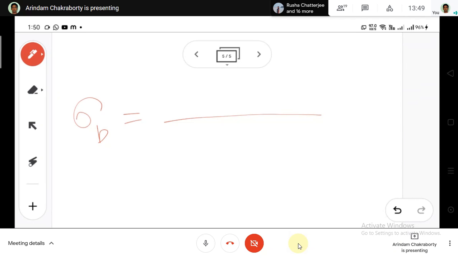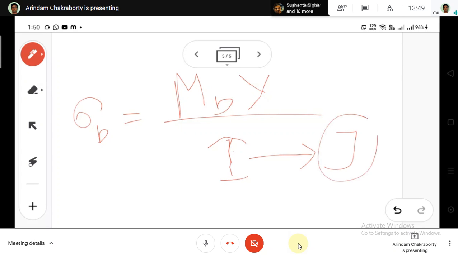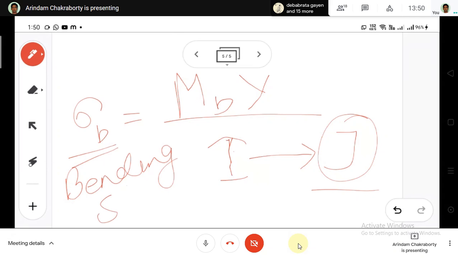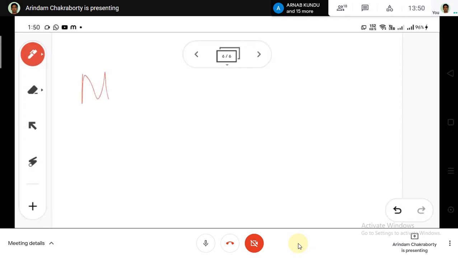the formula, don't worry, this is very easy. Sigma b equals M b by I, multiplied by y. Sometimes in some books it's not written as I, it is written as J, so don't worry, it's the same thing. This is termed as bending stress. Now M b is nothing but your bending moment. Let me write it once more: M b equals bending moment.